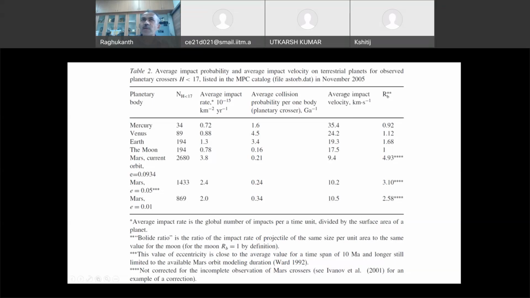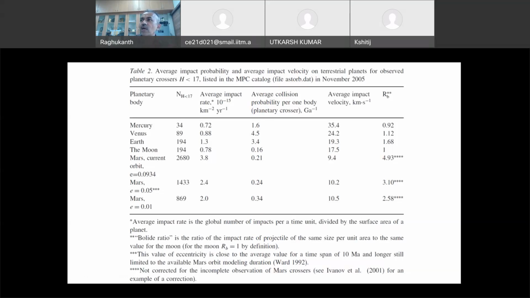So if I know these things, that is the average impact rate, then the average collision probability. Impact rate is one thing, but the probability depends on the crossing of the orbit. If so many asteroids are crossing the orbits of the planets, then the probability also increases. If you see the probability, which terrestrial planet is very high? The impact rate for Mars is high, but the collision probability is high for which planet? Can you see the third column? Venus. Venus, basically.